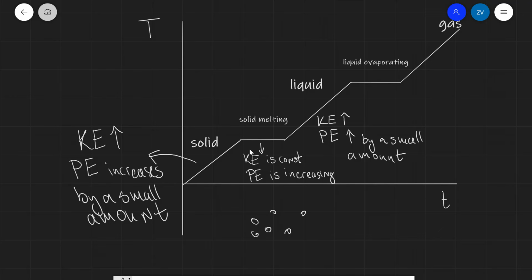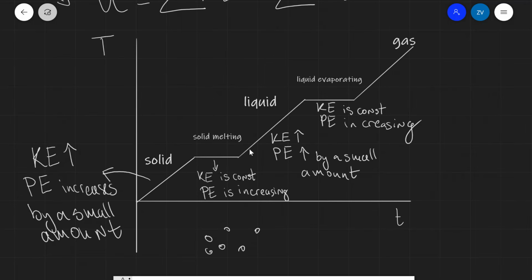When this is happening, we once again have a flat line here, which tells us that the kinetic energy is constant because the temperature is constant. So the kinetic energy is constant, and once again, the potential energy is increasing. In fact, the particles are now pushed really further apart, and finally we have the gas stage, and as the temperature increases, we can say that the kinetic energy of the gas increases.